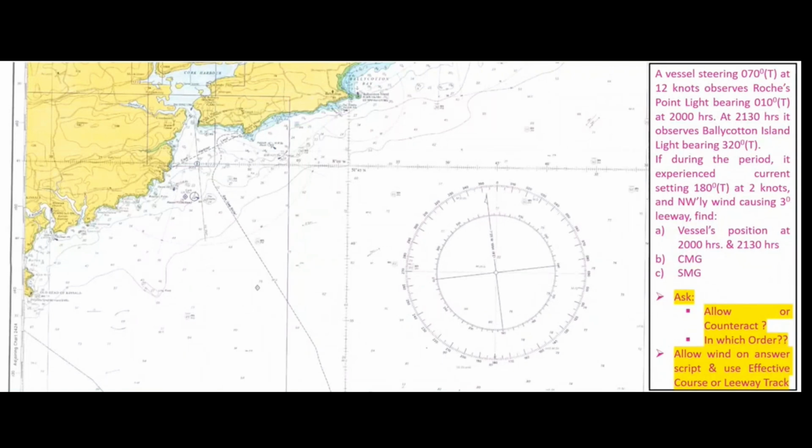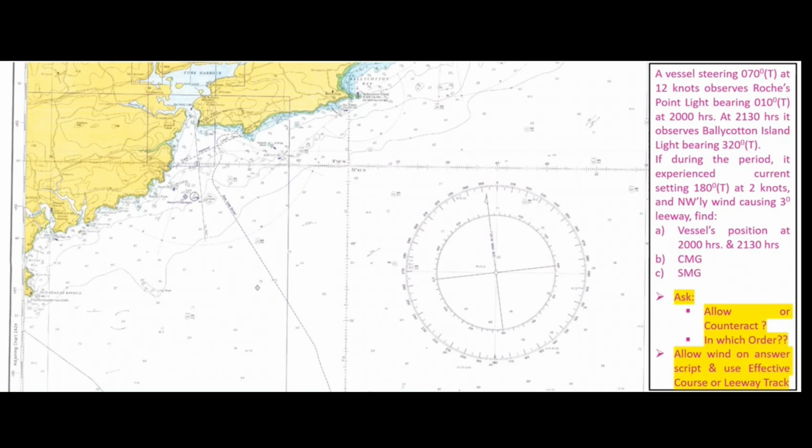Before I start plotting, I ask myself a few questions. In this case, we have the vessel's propulsion, we have the current, and we have the wind. First, we ask ourselves a question: do we have to allow for wind and current or do we have to counter it? Obviously, your answer would be allowing. Why? Because CTS is known, CMG is to be found. If they have to be allowed, in which order to allow? Please remember your earlier knowledge. You have to first allow for wind and then allow for current.